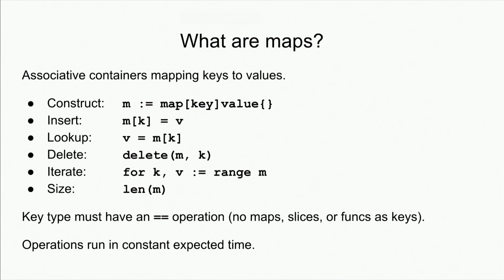One of the keys to maps is that they're supposed to be fast. If you look something up in a map or you insert something into a map, it should be constant time, so that no matter how big the map is, the operation should take the same amount of time. And that is, for the most part, true for Go maps.